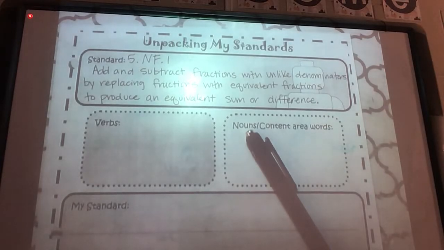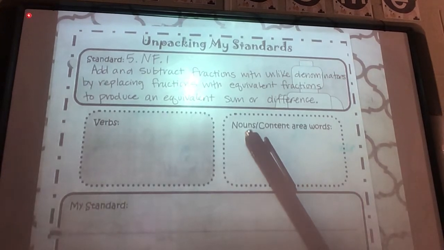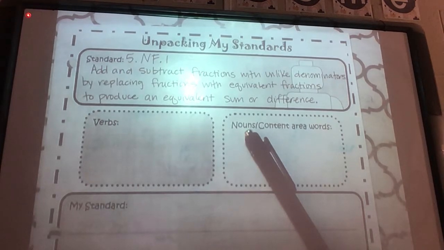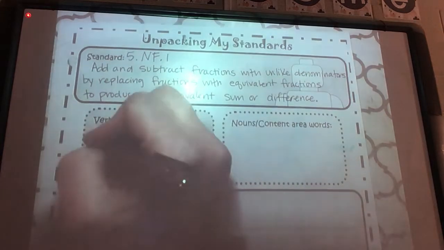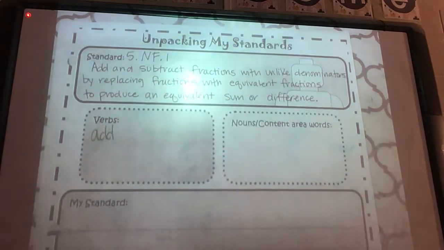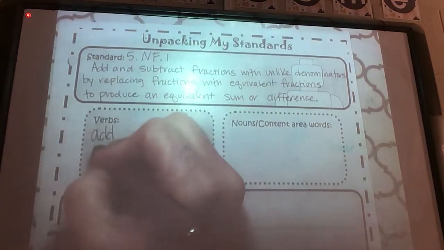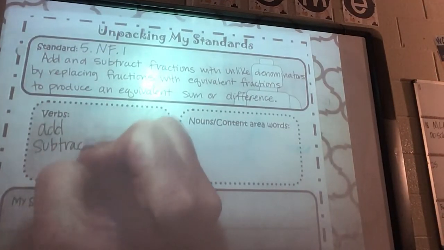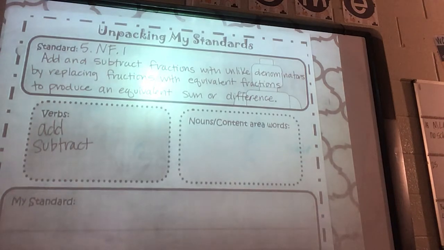So add and subtract fractions with unlike denominators by replacing fractions with equivalent fractions to produce an equivalent sum or difference. Lots of words going on in here. Raise your hand if you can give me one of the verbs. Fractions. Add. Add, okay. All right, another one? Subtract. Got subtract.